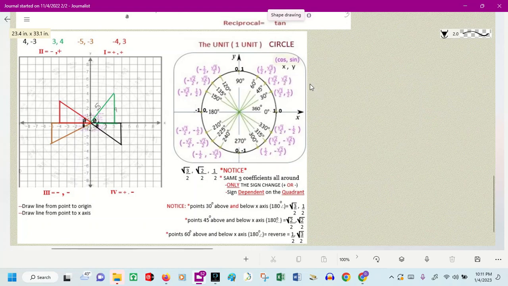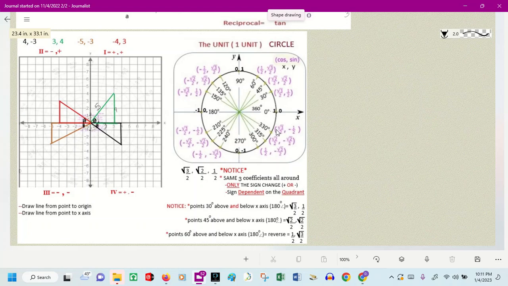Okay? Now, in seeing that, what do we notice about this circle here? What do we notice about the 1 unit circle, 1 unit around? If we look at the x-axis, we notice one thing. If we go 30 degrees up on this side, or 30 degrees up on this side, 30 degrees down on this side, or 30 degrees down from this side, coming off the x-axis, we're always going to see the same numbers: square root 3 over 2 and 1/2, correct?